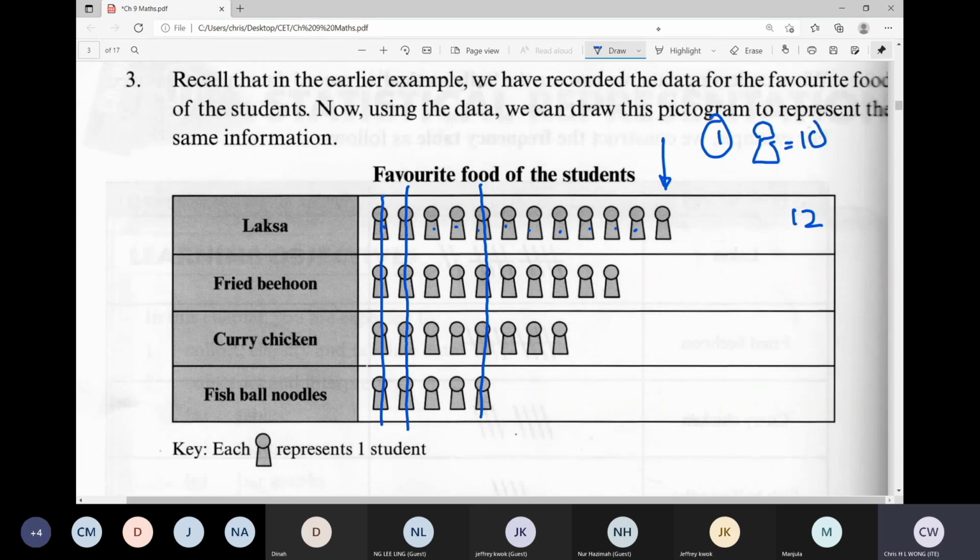Well, 10, then you got to count like that. You have 1, 2, 3, 4, altogether there are 12, right? 12 times 10, that means you have 120 people who like laksa. So you must see the representation.